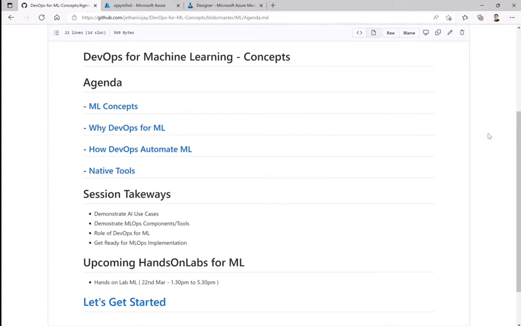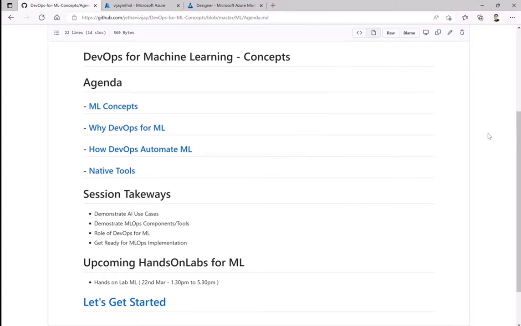And then, while we know that DevOps is important for machine learning, how DevOps actually automates that machine learning process is what we will look into. And finally, we will cover the native tools, because at the end of the day, while you are implementing everything in cloud, the cloud should provide you out-of-the-box tools to help you implement that, irrespective of whether you are a coder, a data scientist, or you are working in infra or any particular platform services. Okay, so that is the agenda for today for DevOps for machine learning.